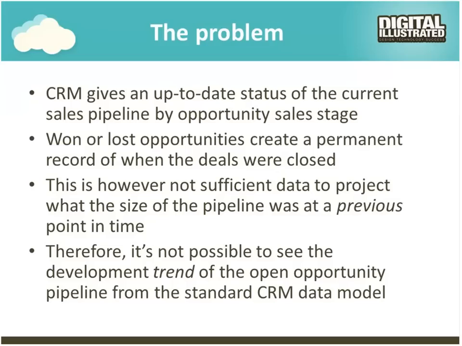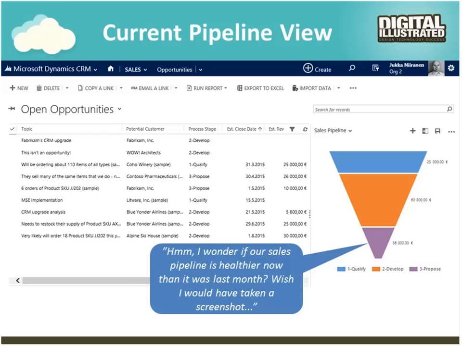But what you cannot do with this data is to project the previous size of the pipeline. So we cannot go back and look at what the size of the pipeline was at a previous point in time. And that would quite often be interesting information for the sales manager to see. So how is the pipeline actually developing? Is it bigger now than it was 1 week ago, or how many opportunities are there in each sales stage? If you look at the standard features, that's not really something you can capture from this data model by default.